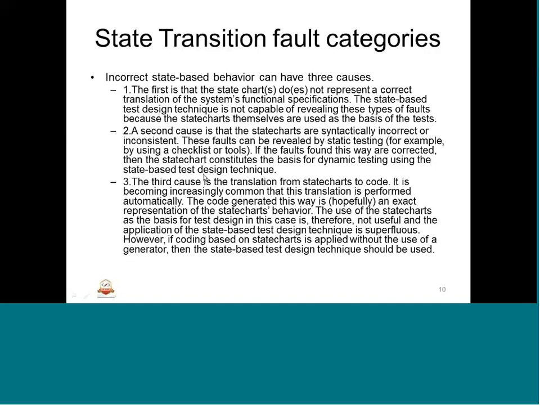The third cause is the translation from state charts to code. That means how the code is implemented from the state chart, whether it is implemented exactly what is required for transitioning. That is where the fault category lies. It is becoming increasingly common that this translation is performed automatically. That means we have a code generator from the models, such as in model based design tools. They have an auto code feature wherein they generate the code from the model itself. With the help of that, they integrate and execute the code. But it is not 100%. The code that is developed from the model using the auto code, still we need to fine tune it to make it exactly what is intended.